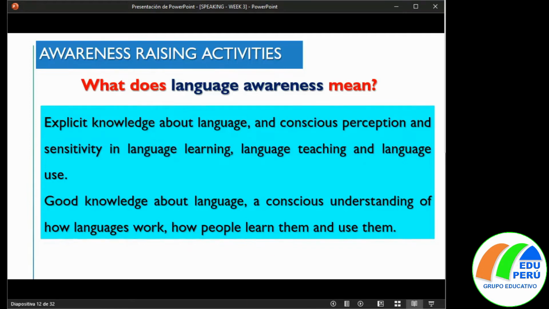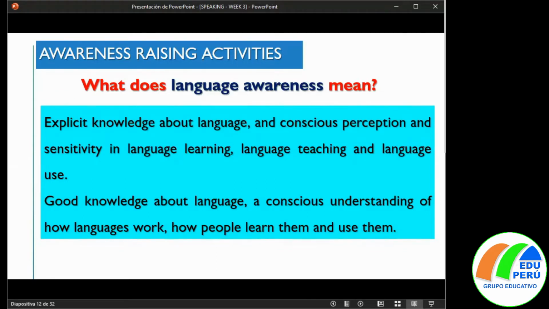Remember this, okay? So we have analyzed this because now we are going to pass to some activities that we are going to use to raise awareness in our students. So we are going to make our students have a good knowledge of the language, to recognize, to identify, to understand how English works. They are going to be conscious about this language, and then how to use it in real conditions.